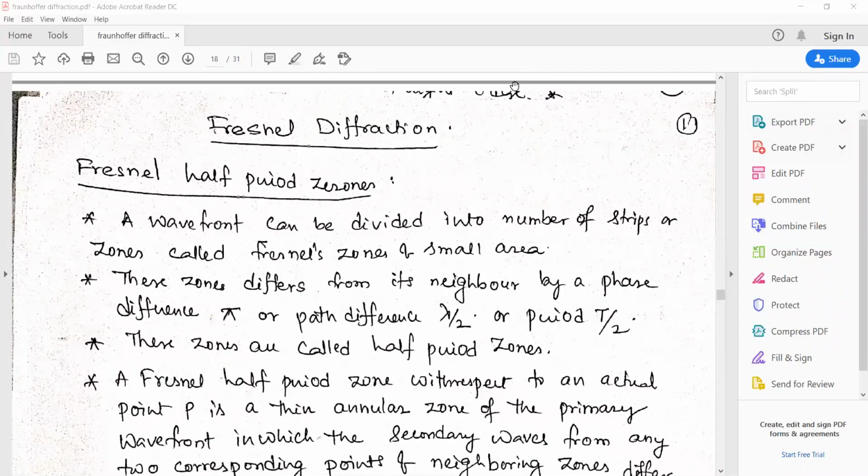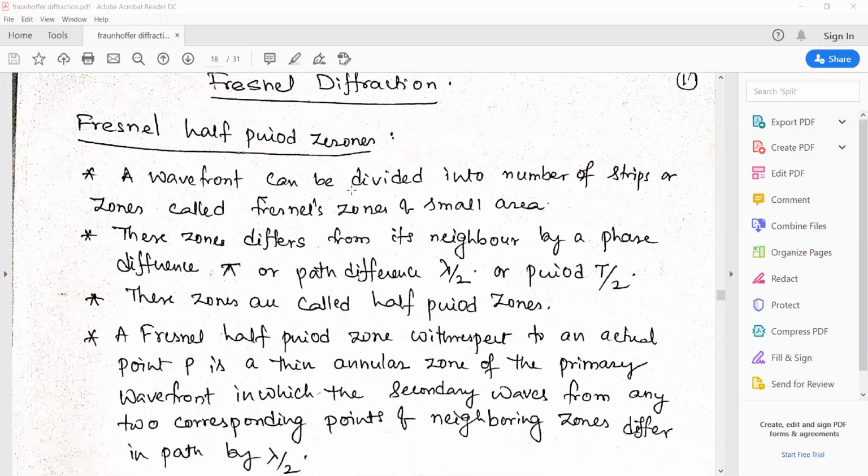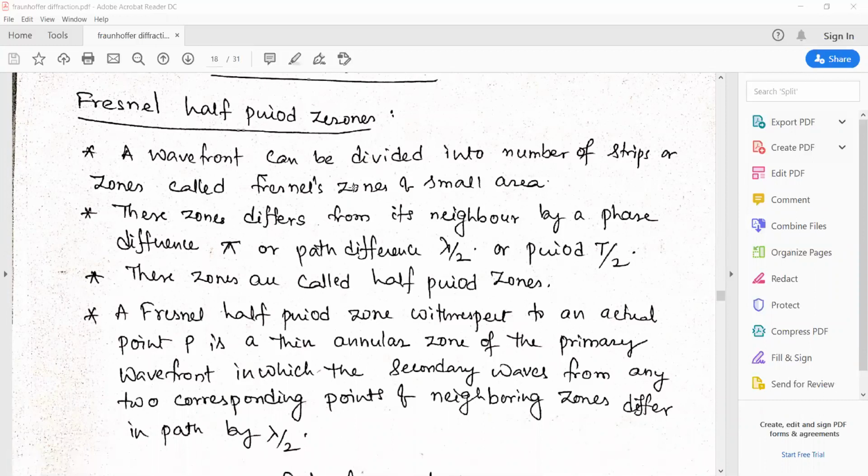Hello everyone. So today's topic is Fresnel's diffraction. Before going to Fresnel's diffraction, we will know about what is meant by Fresnel's half-period zones. After that, we will go into the Fresnel's diffraction pattern topics. Before that, here you see a word, wavefront.